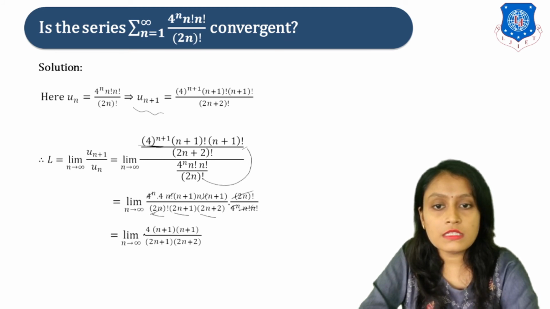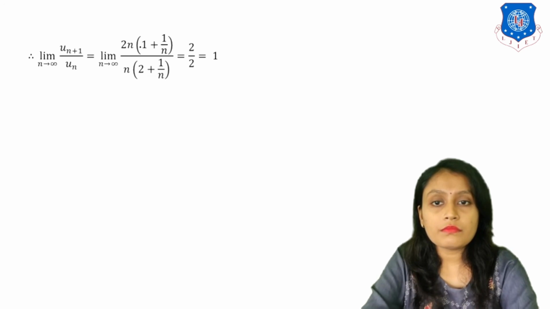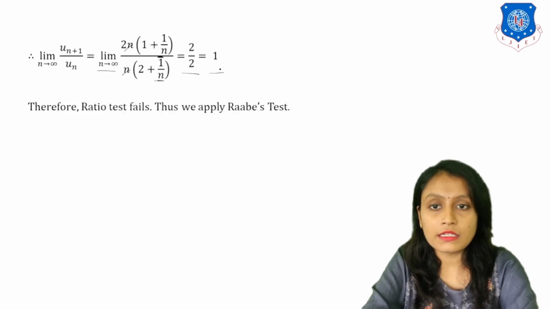So what remains is 4 into n plus 1 into n plus 1 upon 2n plus 1 into 2n plus 2. We will take this 2 common, so we have n plus 1, it will get cancelled, and this 2 also will get cancelled. So we have 2 into n plus 1 upon 2n plus 1. Right? Now take n common from the numerator and denominator and apply this limit. Okay, so this n will get cancelled, this 1 upon n term will be 0. So what remains is 2 upon 2, that is 1. Okay, so here we have L equal to 1.